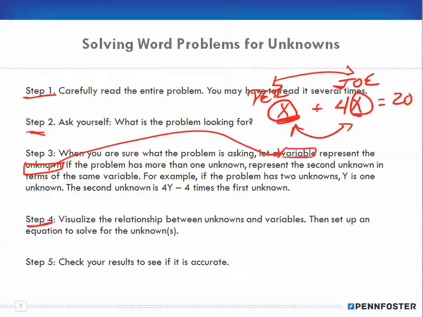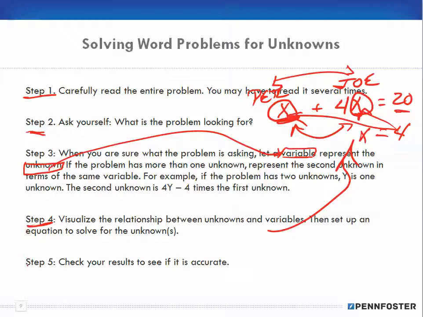Which brings us to step 4, visualize the relationship between the unknowns and variables, then set up an equation to solve for the unknowns, which is just exactly what I just did. I said Pete has X of something, and Joe has 4 times as many. There's a relationship between the 2 of them. And between the 2 of them, they have 20 altogether. We set up that equation, and then we can solve for the variable. In this case that's 5x, so the x would end up being 4. Then we can plug the 4 back in to know exactly how many Joe has, and how many Pete has.